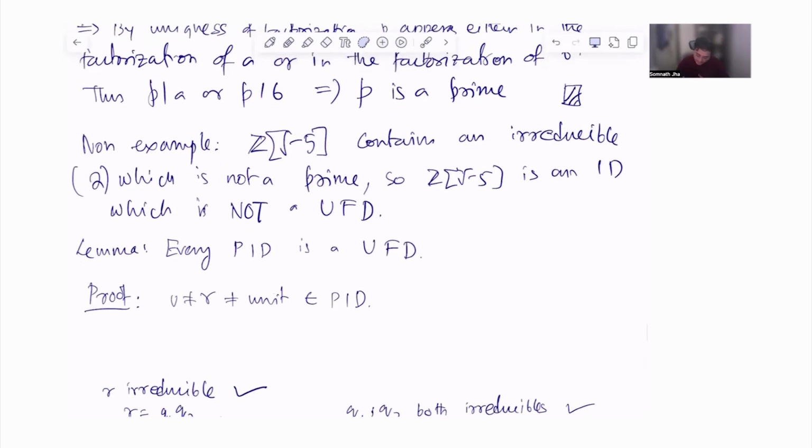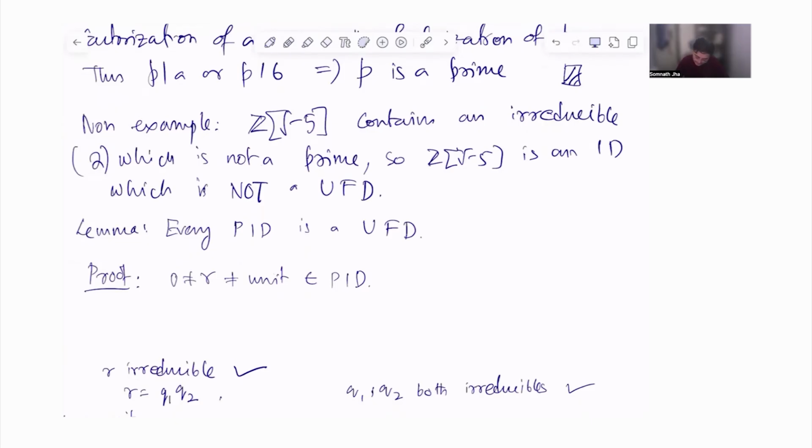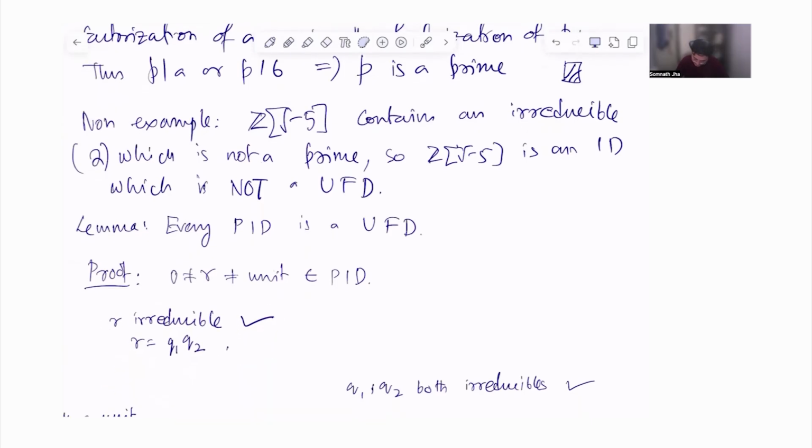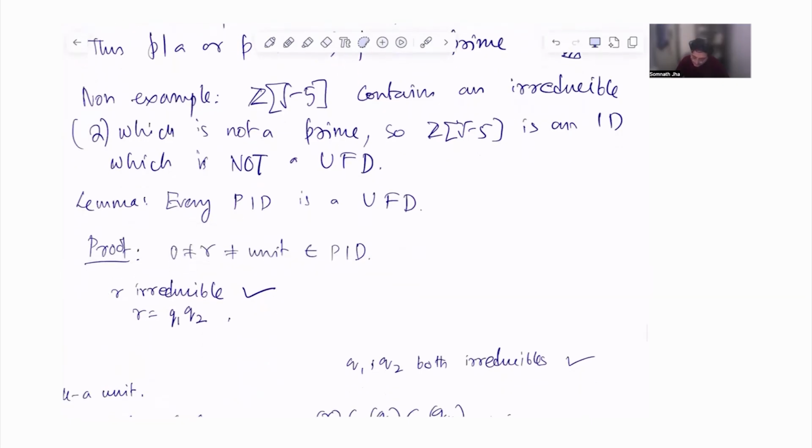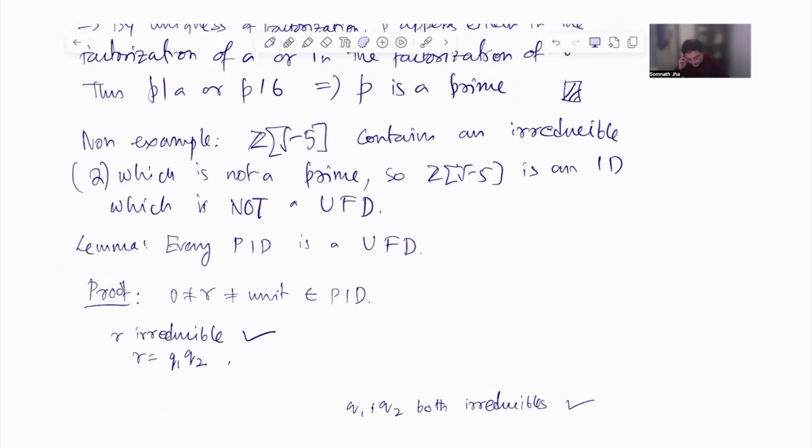So what do you have to do? You take a non-zero non-unit R in a PID, then you have to prove that R is a product of irreducibles. So suppose R is irreducible, then we are done. If not, R can be written as a product of irreducibles.